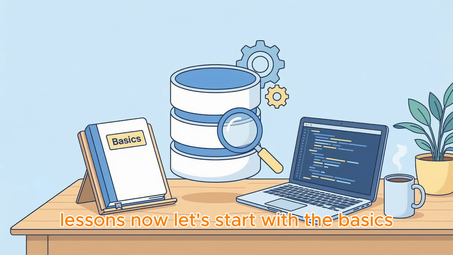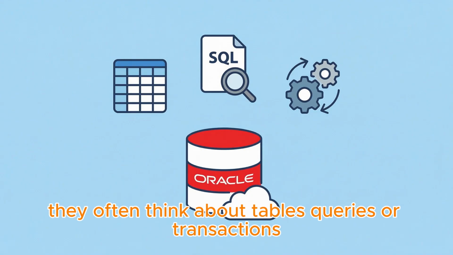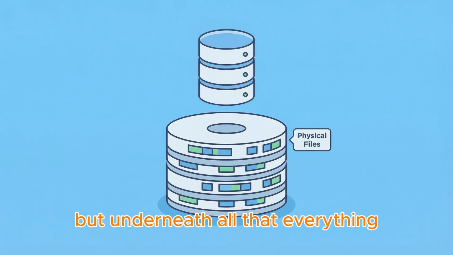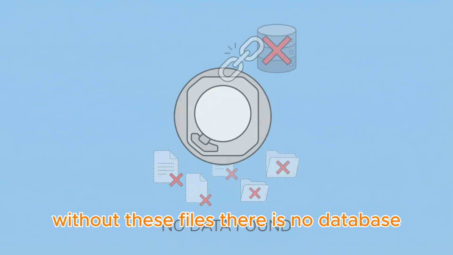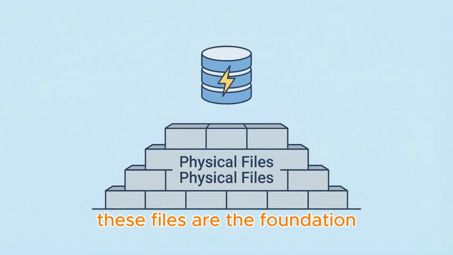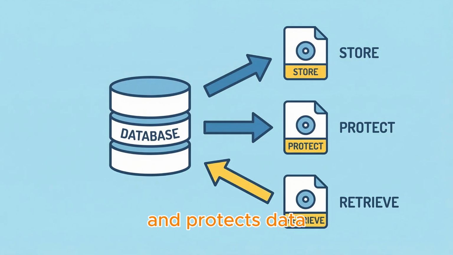Now, let's start with the basics. When people talk about an Oracle database, they often think about tables, queries, or transactions. But underneath all that, everything depends on physical files on disk. Without these files, there is no database. These files are the foundation. They determine how the database stores, retrieves, and protects data.